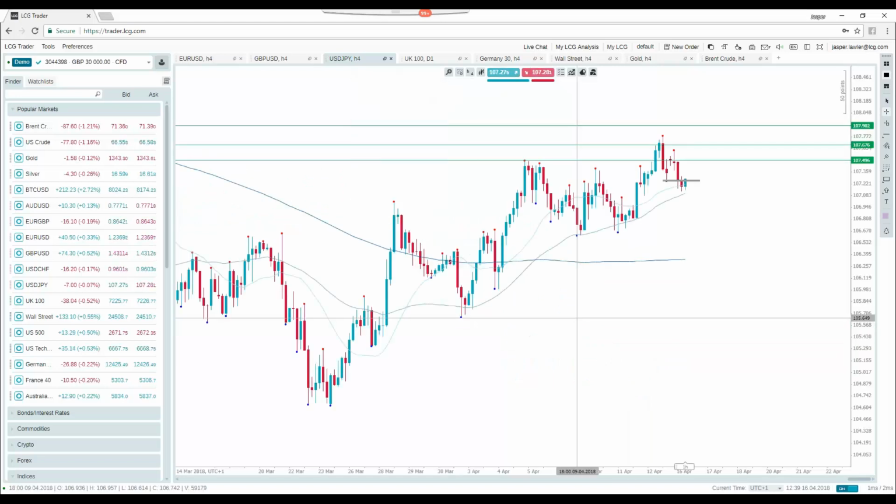Looking at this 4-hour chart, you can see that we've put in a lower high and now subsequently a lower low.